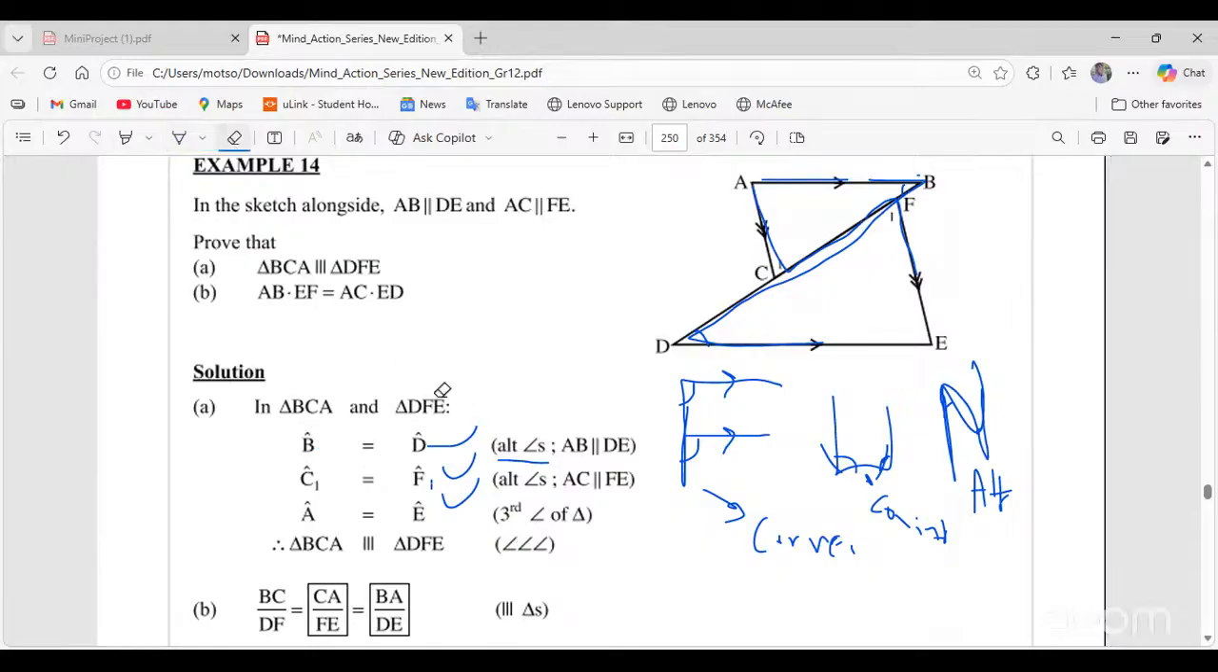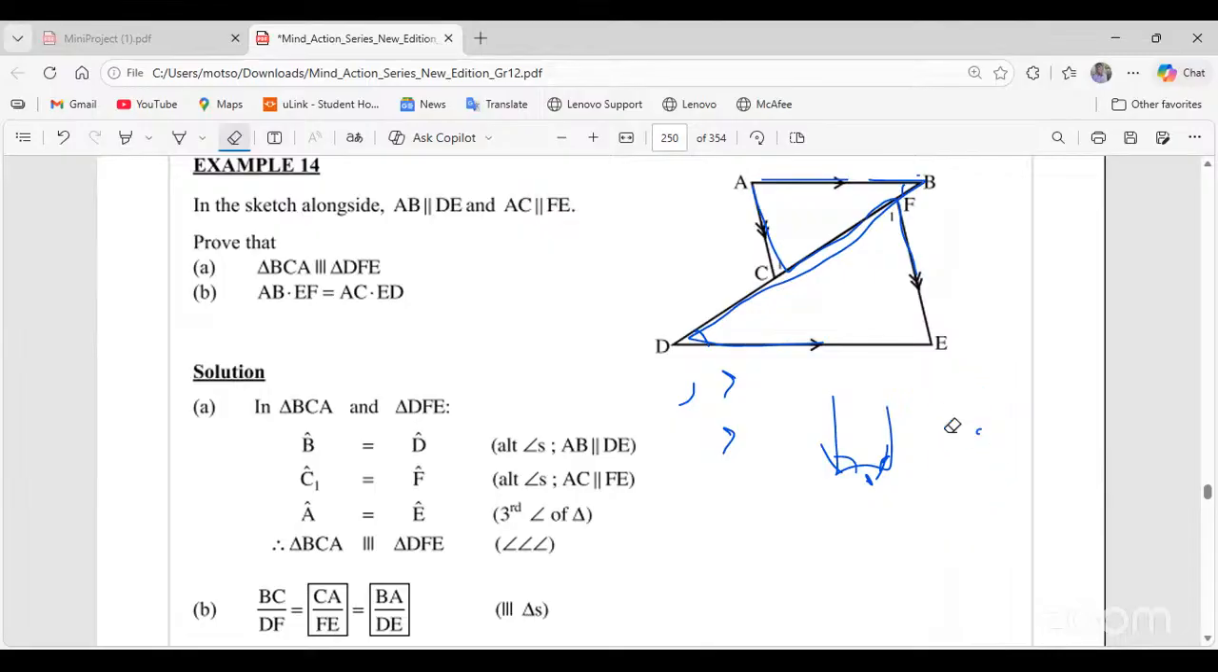Now let me explain the solution for B. For B, they say prove that AB times EF is equal to AC times ED. Right? Oh, this is interesting. You might be scared. Oh, this is not scary at all.